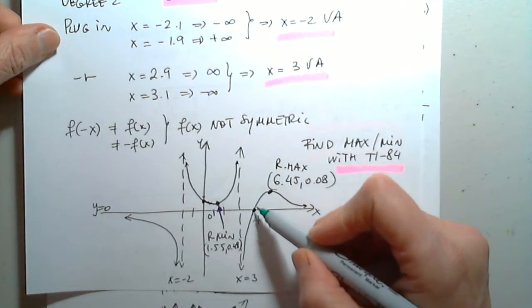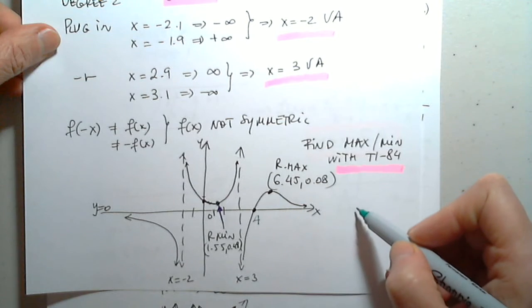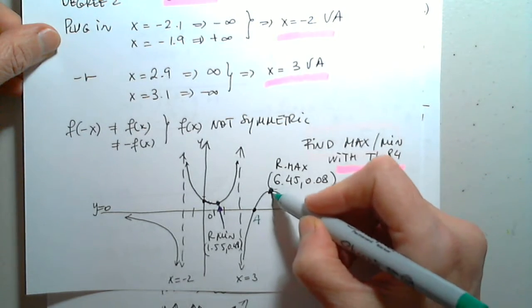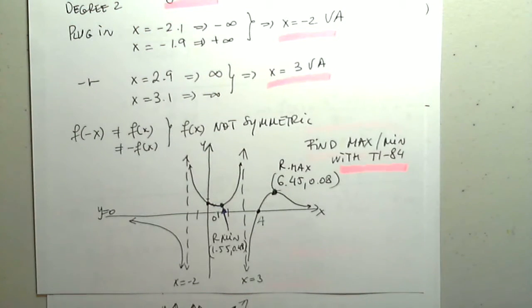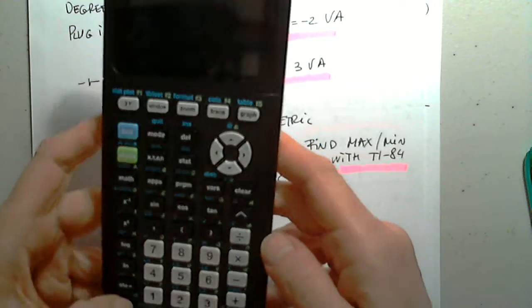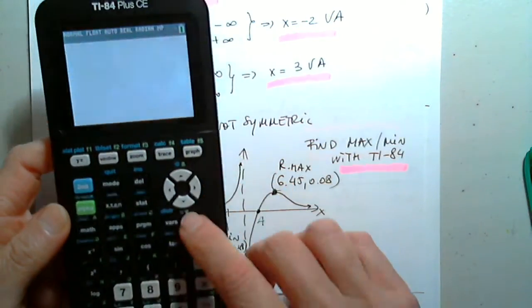It has to reach a maximum and then come back. And we will determine the maximum with the graphing calculator. Okay, so we put the function in the graphing calculator. Let me show this one more time. I showed it in the previous video.